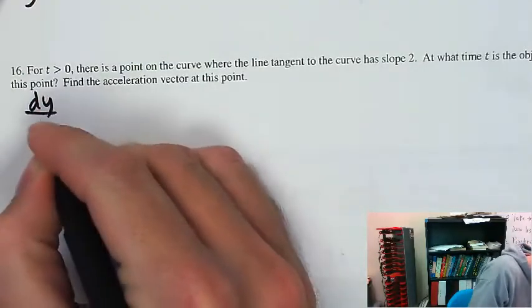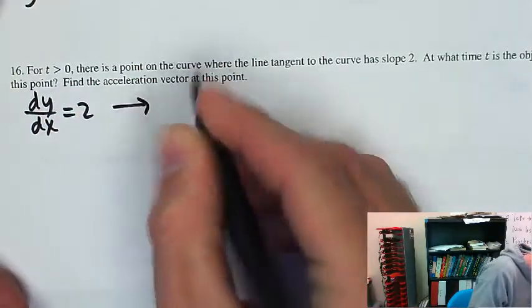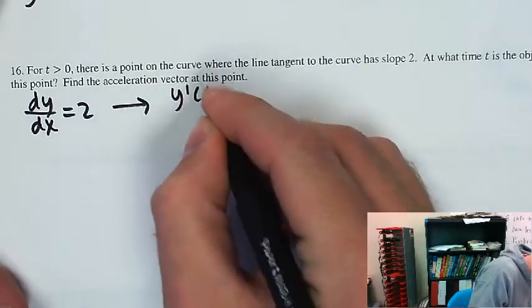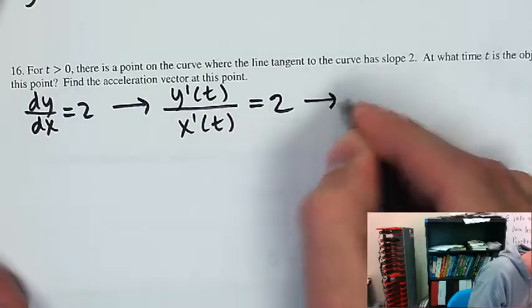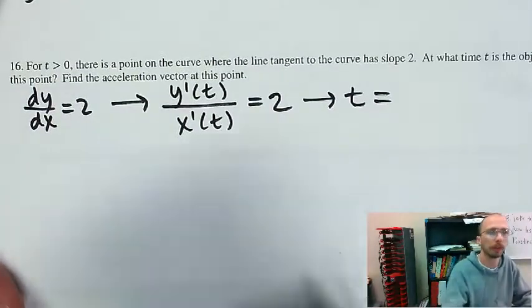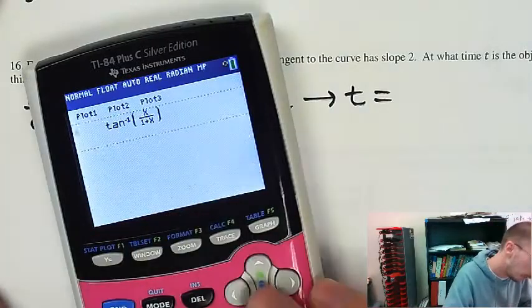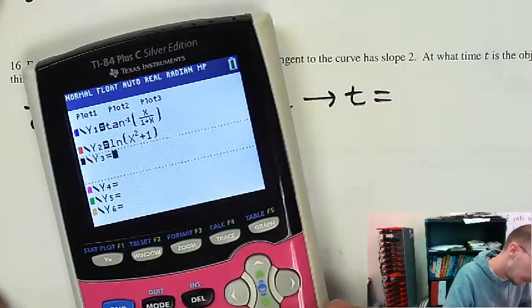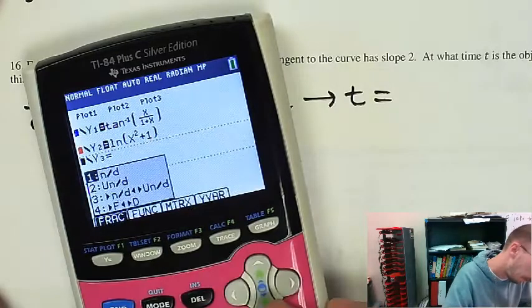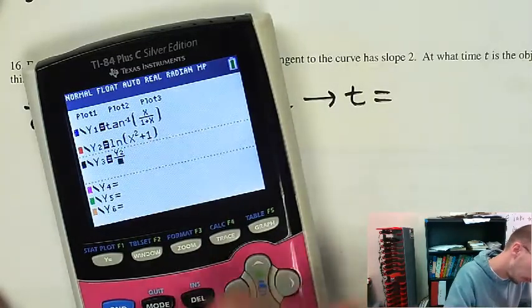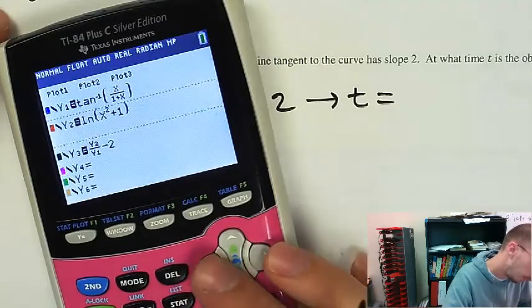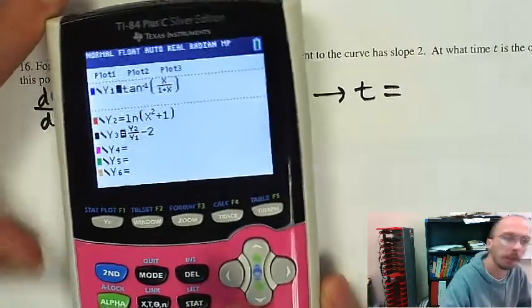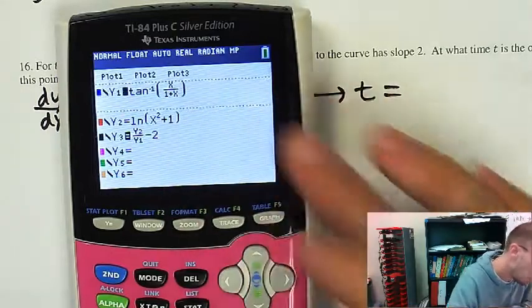So that tells me that y prime over x prime is equal to 2. That gives me t equals, well, I don't know, I'm going to have to solve that equation. But I'm going to go in and clear out y3 and have that be a fraction of y2 divided by y1. And I want to know where it's equal to 2, so I'm going to subtract 2 and find where it equals 0. I'm also going to turn off the graphing on this, so I don't have to watch it graph those things. I don't know what they look like, but I'm sure they're pretty wild functions.